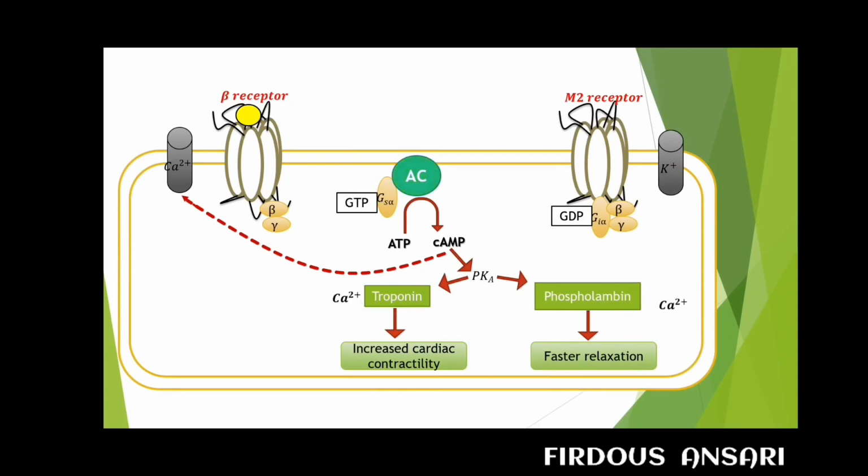So the next step will be interaction of these proteins with the calcium ions. Calcium ion when interacting with troponin increases the cardiac contractility. Phospholamban's interaction with the calcium ion increases the relaxation rate. So contraction and relaxation are both increased, therefore together they will increase the force of contraction and the heart rate. So this is about the G protein coupled receptor, and over here we were discussing GS, that is the G stimulatory kind of G protein coupled receptor.